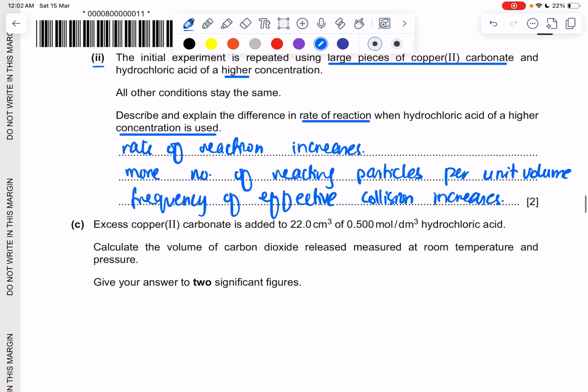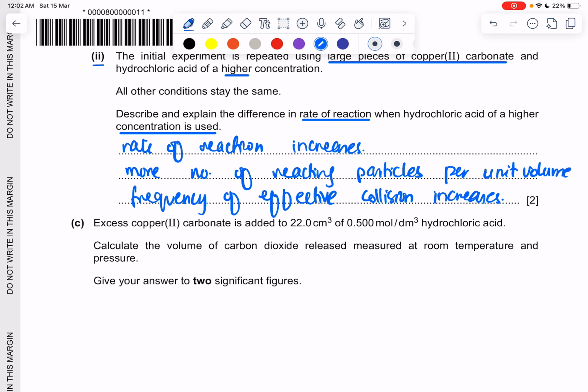Okay, next part C. Excess copper(II) carbonate is added to 22.0 cm³ of 0.500 mol per dm³ hydrochloric acid. So 22 cm³ is the volume, because cm³ is the unit of volume, and mol per dm³ indicates the concentration of the hydrochloric acid. Now calculate the volume of carbon dioxide released, measured at room temperature and pressure, and give your answer to two significant figures.